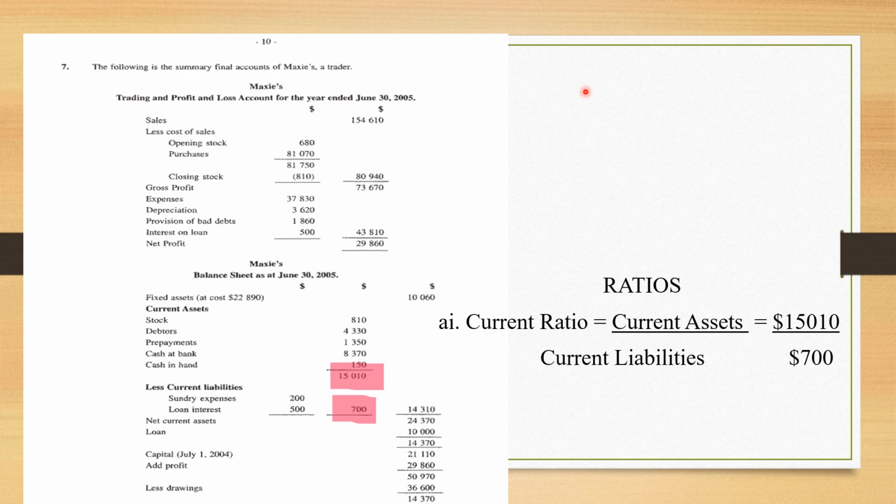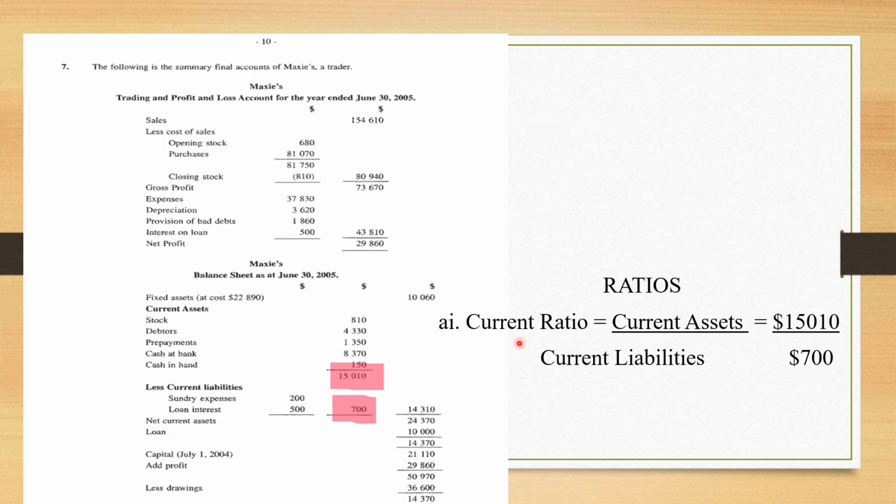This question is taken from the CSEC past paper May-June 2006 on the subject, the principles of accounts. The first ratio that we will calculate is the current ratio.